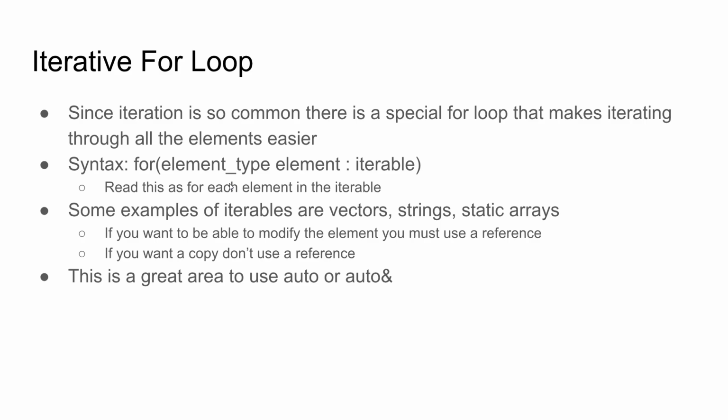This is a great place for you to use auto or const auto reference. So again, const auto reference if you just want to go through the elements and read them. Auto if you want to be able to go through them and you want a copy of the value. Auto reference if you want to be able to refer to the actual thing inside the list and be able to modify it. Right, so if you just say element type, you'll get a copy. Reference type, you'll get a reference to it to be able to modify it. You throw on const, you can't change it.